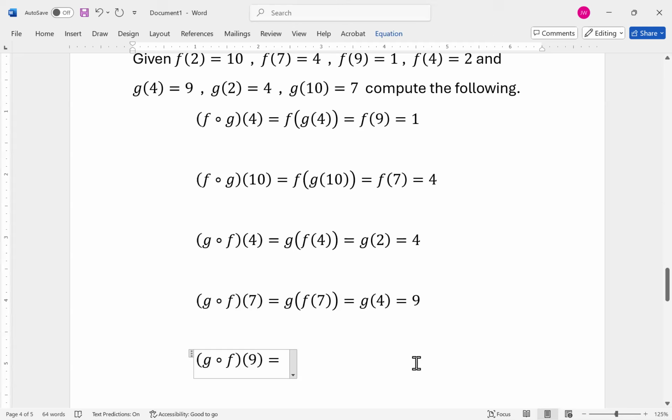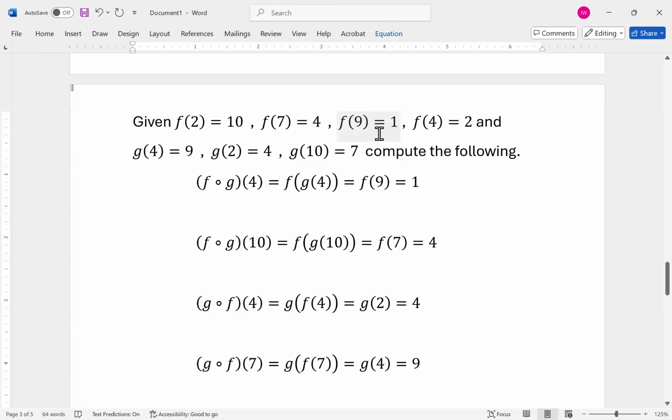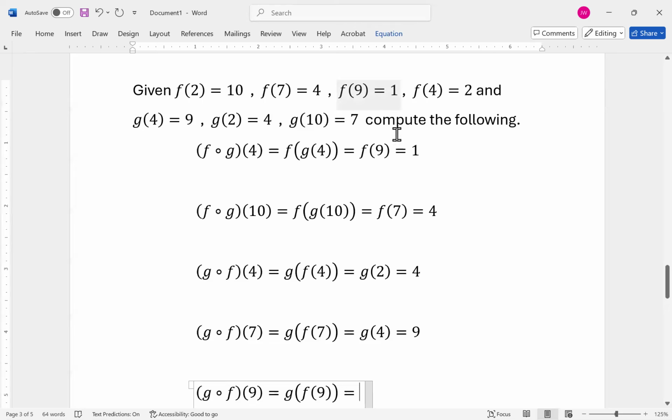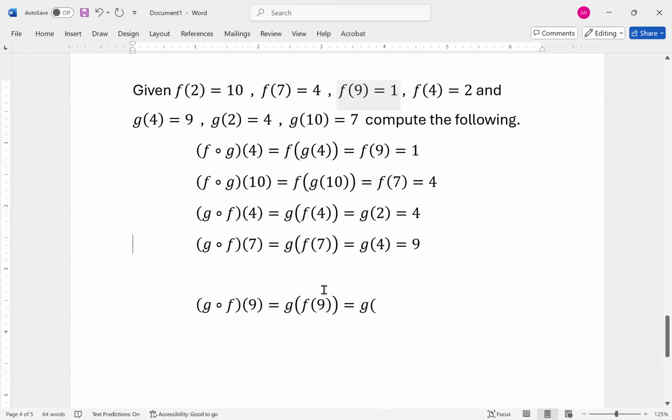Now let's look at this last one. This last one says g of f of 9. Well, f of 9 is 1. So we say the output of f becomes the input of g. Let me put that on the page. So therefore, we're looking for g of 1.